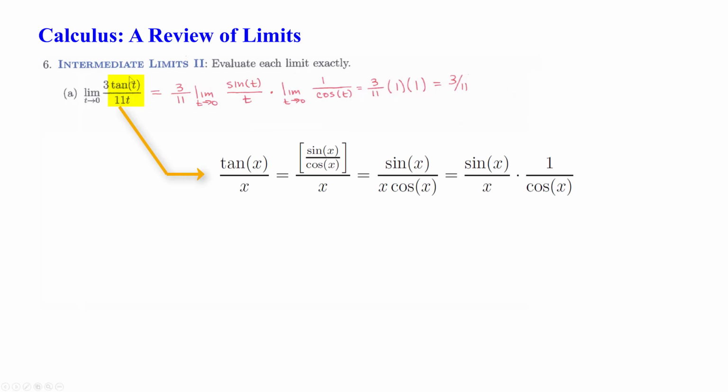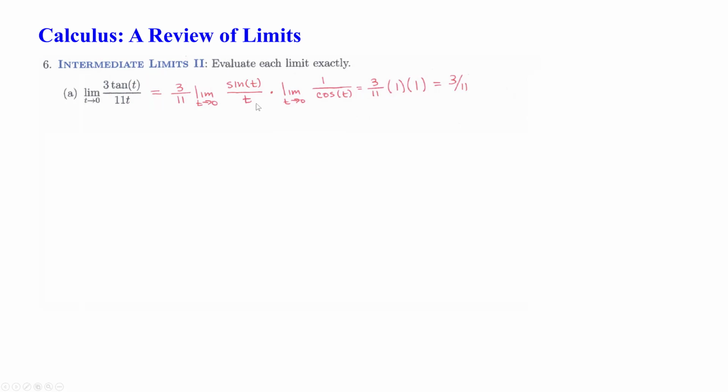And now I separate, tangent is sine over cosine, and then I separate the two limits. The limit of the product is the product of the limits, provided both pieces exist, which they do. This is our well-known limit of 1, and this is the secant function, which is defined at 0. So it's 3 over 11 times this limit, which is 1, times this limit, which is 1. And that gives you 3 over 11. Again, notice at this stage the limits are gone because it's at this stage that I evaluate both limits.